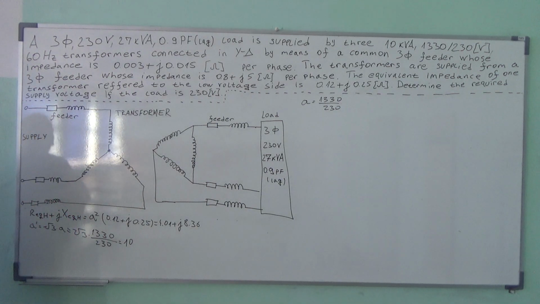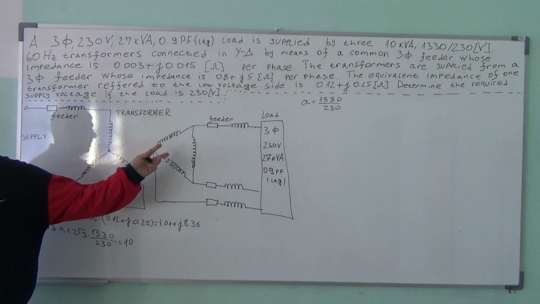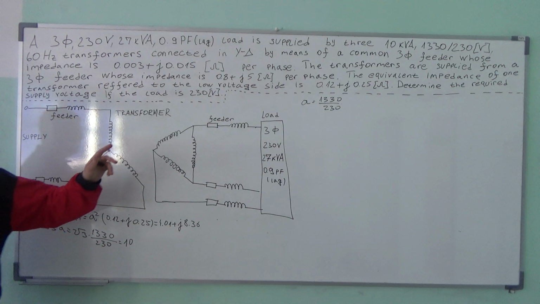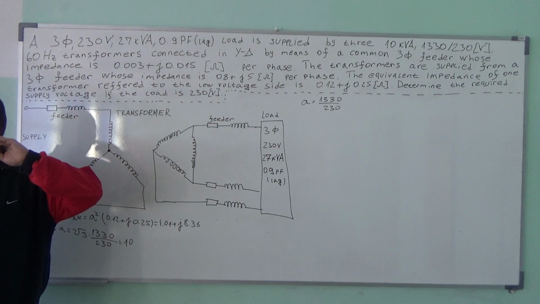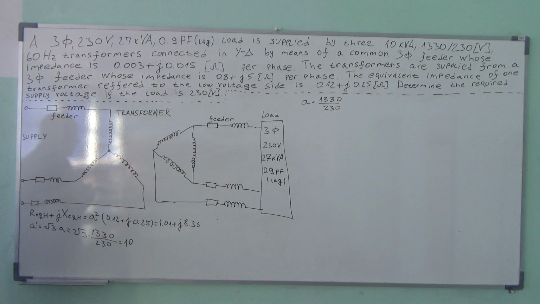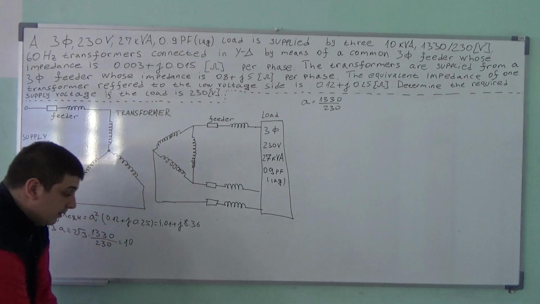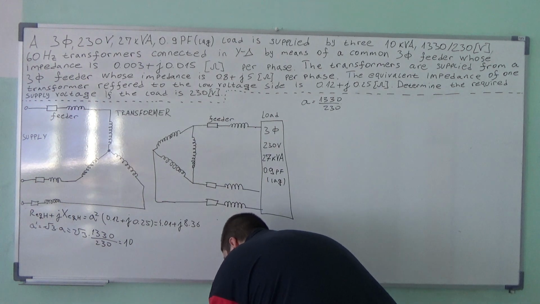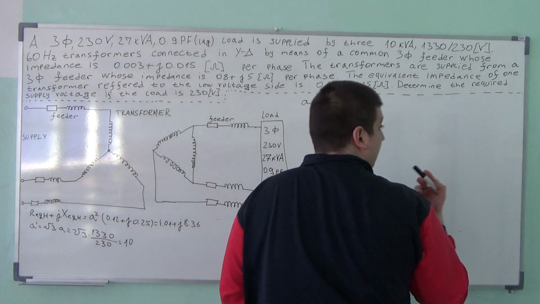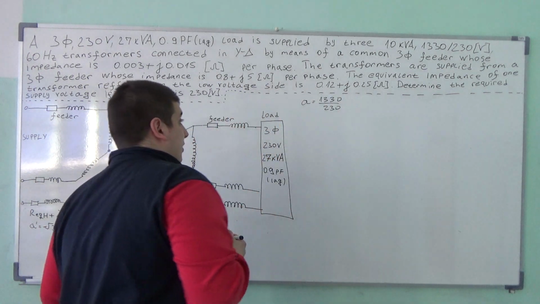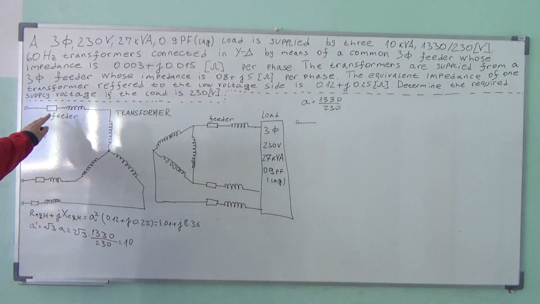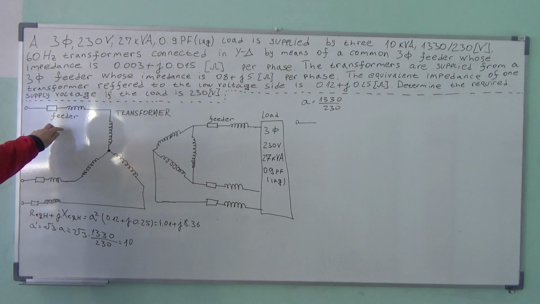Now what have we done? Because we transferred this to a Y connection, we can now draw the single phase equivalent circuit. I'm going to do it like this. And now the single phase equivalent circuit looks like this. On the primary side, we have this feeder impedance.